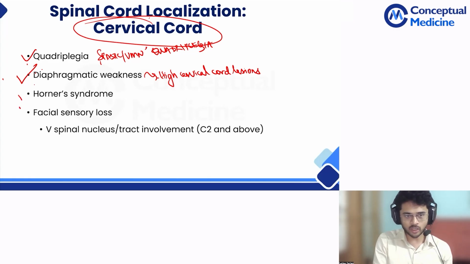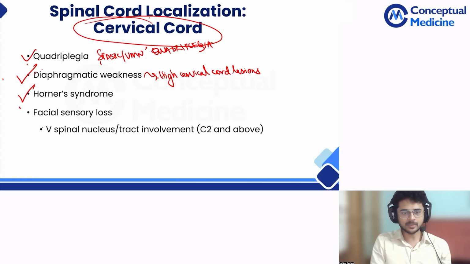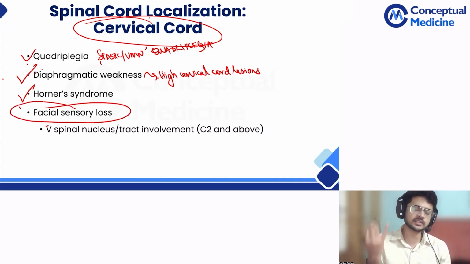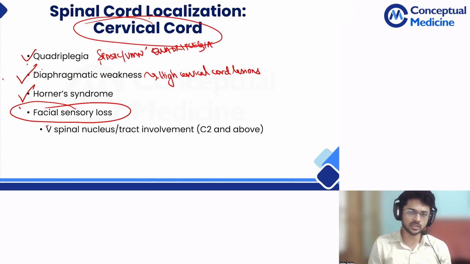Next, the patient can have Horner's syndrome because of involvement of the central sympathetic tract. Next, the patient can have facial sensory loss. The facial sensations are from the trigeminal nerve. How do you get facial sensory loss in a cervical cord lesion?